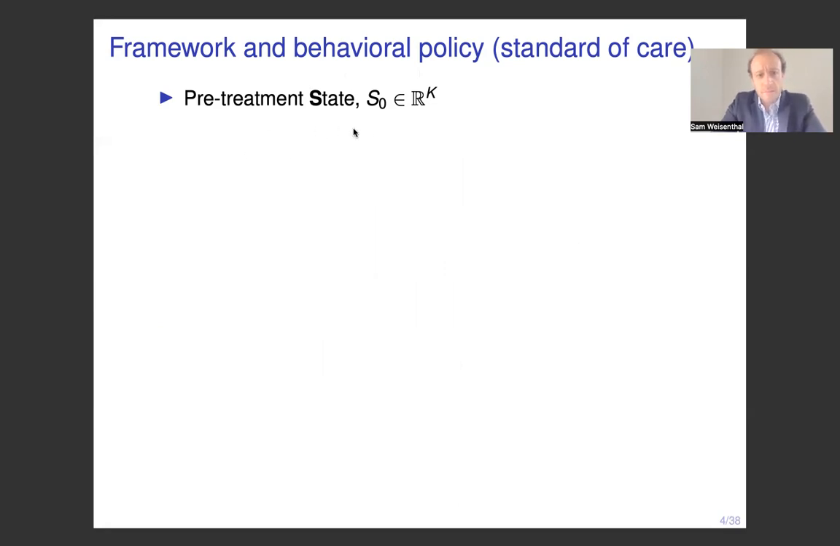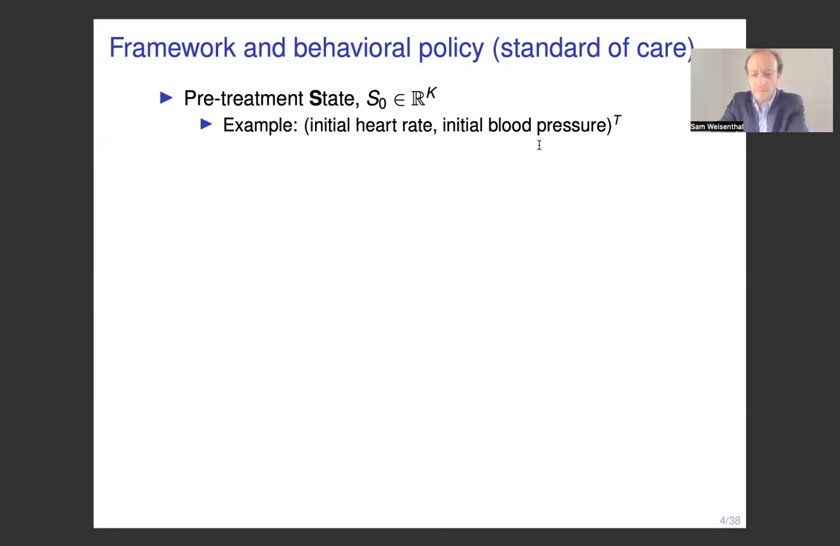In particular, we're going to describe a patient with a k-dimensional vector, which we call the pre-treatment state. The vector will be named S. This might contain, for example, the patient's initial heart rate and the patient's initial blood pressure. The pre-treatment state is sampled from some distribution on the pre-treatment state.